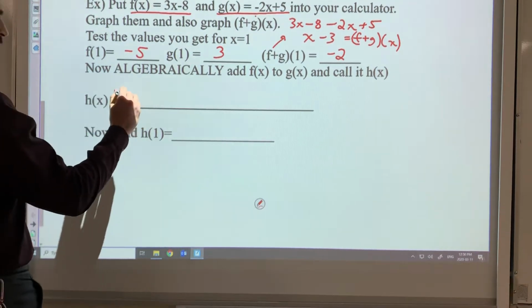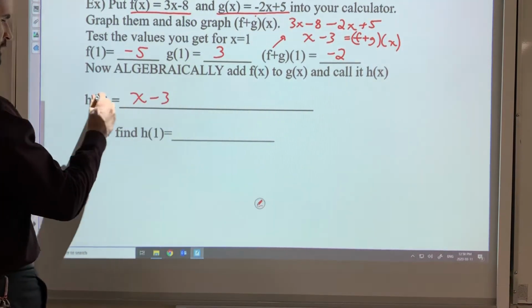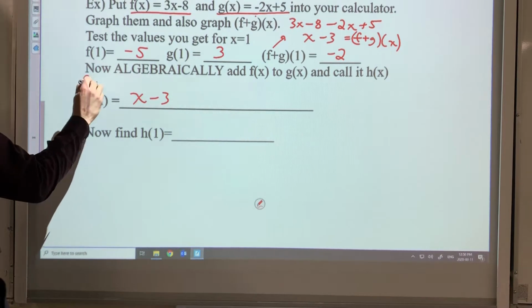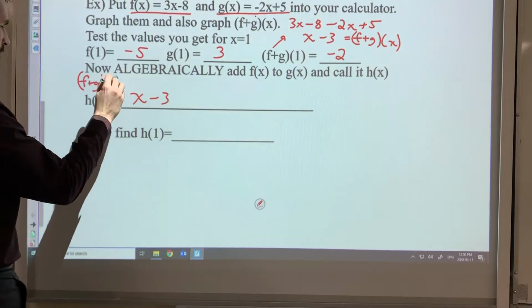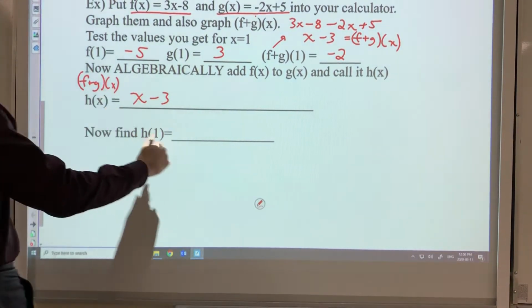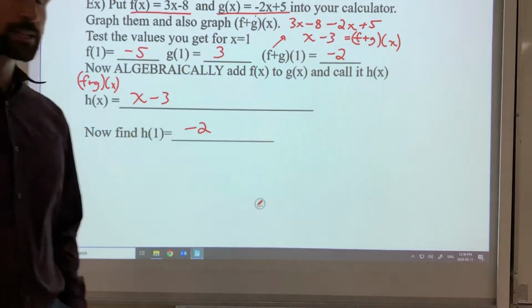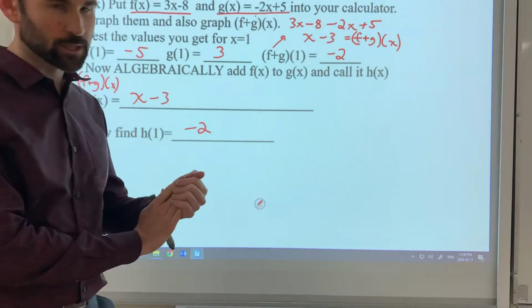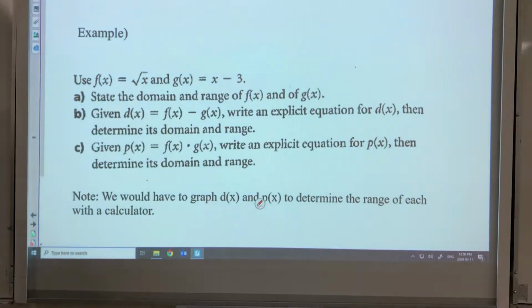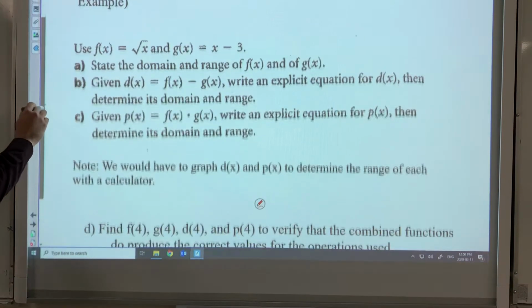Down here, we should have written our function. We were calling it h of x, but this is f plus g of x. When we plug it in, like I said, we get negative 2, which works. So it's clear that algebraically, if we're adding them, we're just going to add them together. Let's look at another example, a little bit more complicated.